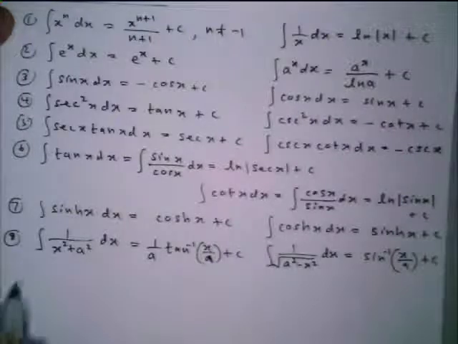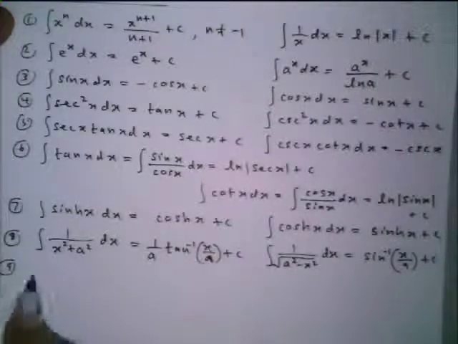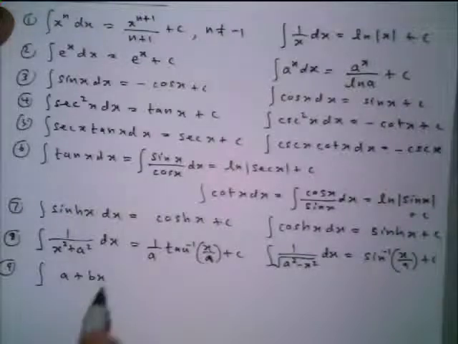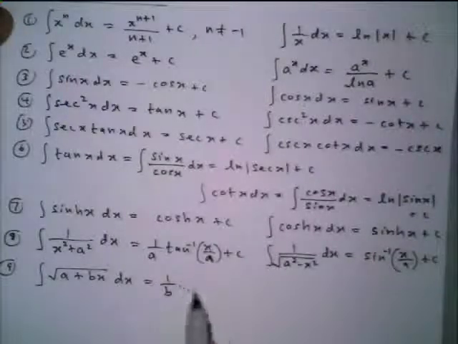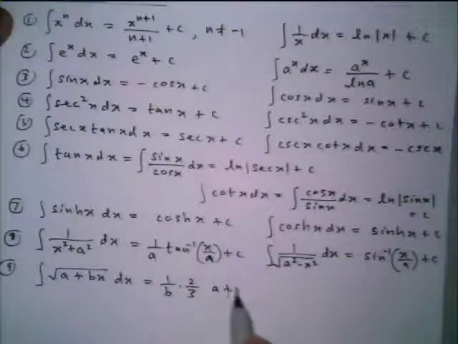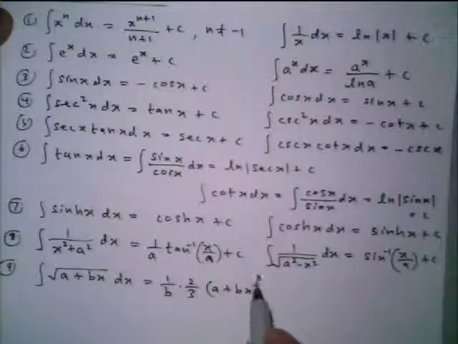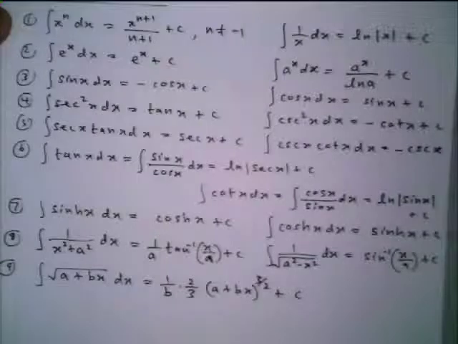Okay. And number 9, the integral of the square root of a plus bx dx. This is very common, that's why we did this. Anyone remember this one? There should be 1 over b first, and then 2/3 times a plus bx to the 3/2. Okay. So those are the basic results that you need to remember. We assume that you know all of these. Just practice these ones. Those are the common ones.